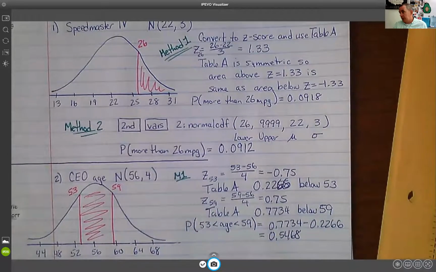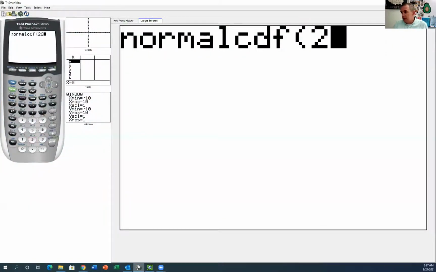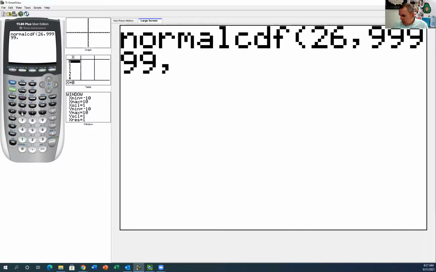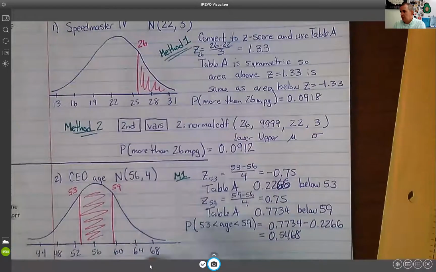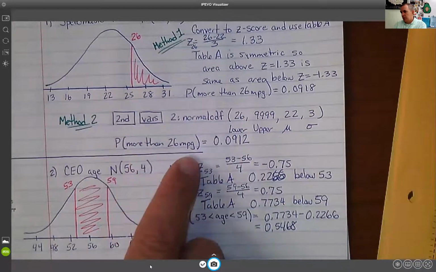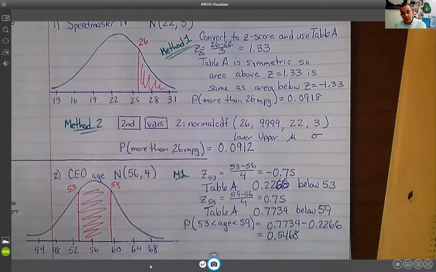So I'm going to go back to the calculator. I'm going to put in 26 as my lower bound, then a comma, then lots of nines, like 4 nines. Another comma, 22, another comma, 3. Close that off. Hit enter. And what that tells me is that the area under the curve is 0.0912. So the probability of more than 26 miles per gallon is 0.0912. So that's how you use normal CDF to answer a question.